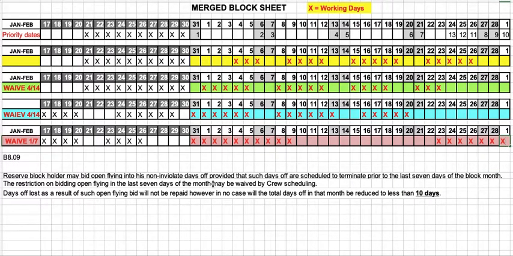B8.09 in our contract states that you cannot have less than 10 days off in a month. And that's for pairing block holders and reserve block holders. You will never go below 10 days off. Keep in mind that 10 days off is 24-hour periods. So it will depend on what you worked in the rest of the month as to how many days you will have available to do VE. That said, having 9 days off is nice for flexibility because you'll have more options for VE.